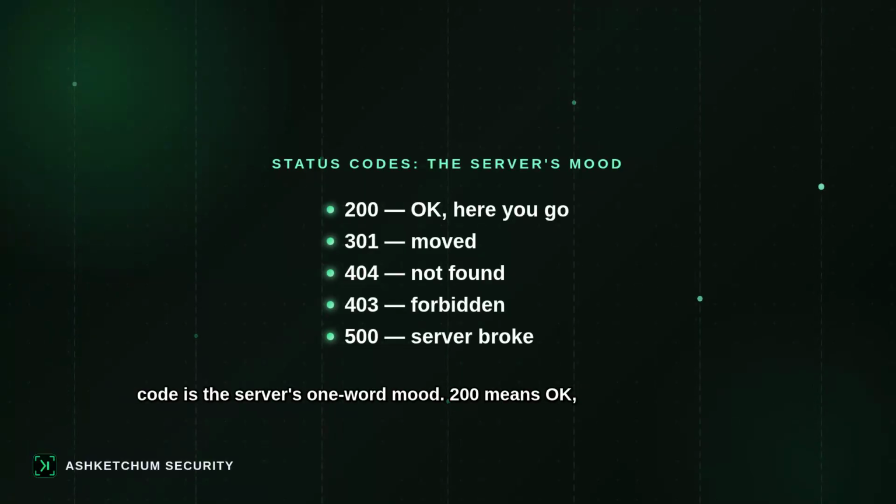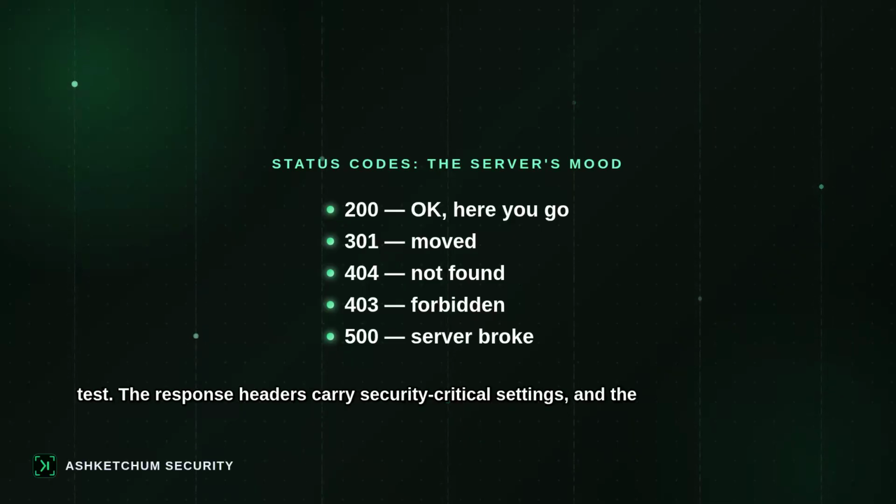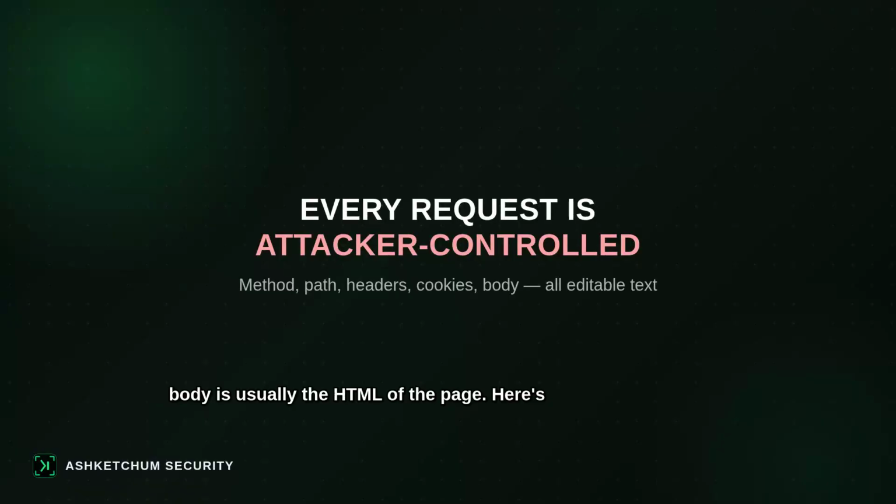The server reads all this and sends back a response, which also has three parts: a status code, headers, and a body. The status code is the server's one-word mood. 200 means, okay, here you go. 301 means moved. 404 means not found. 403 means forbidden. 500 means the server broke. Learn these numbers, they're constant feedback while you test. The response headers carry security-critical settings, and the body is usually the HTML of the page.